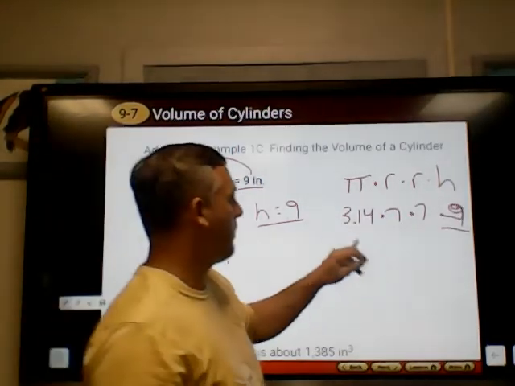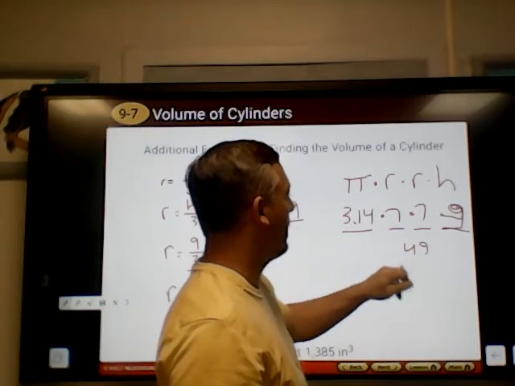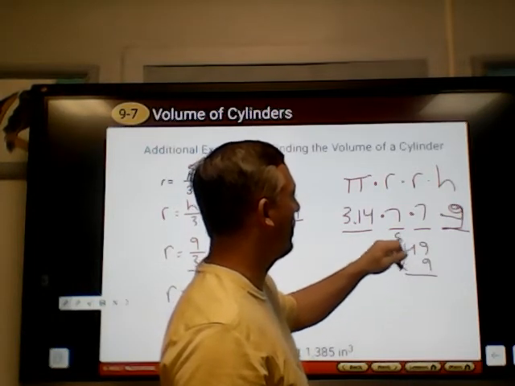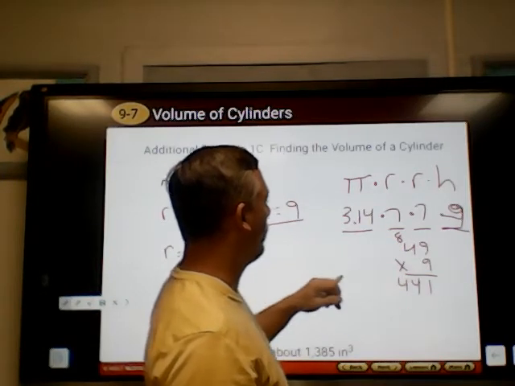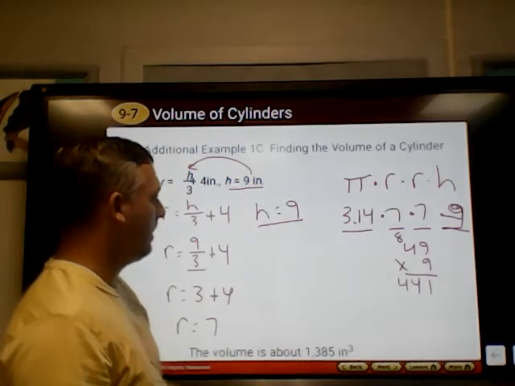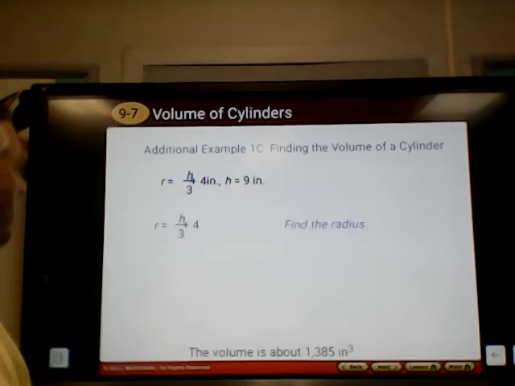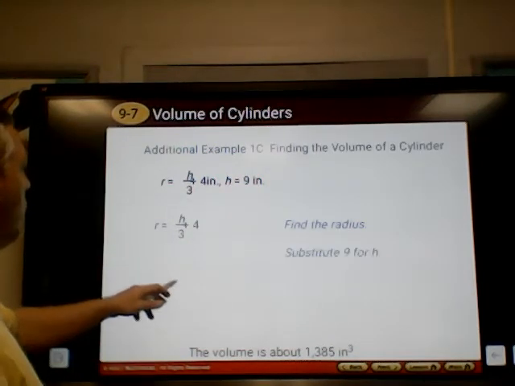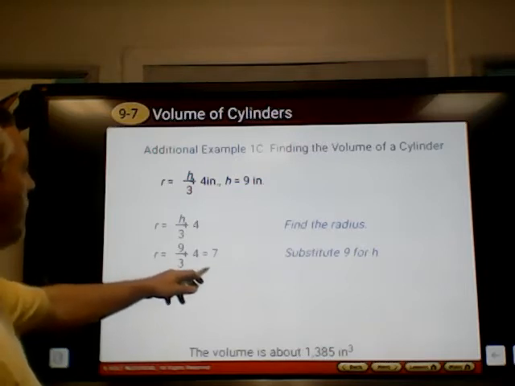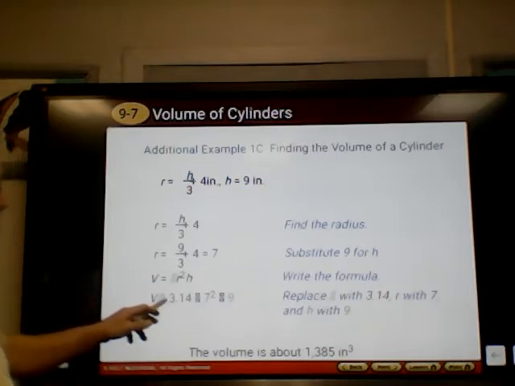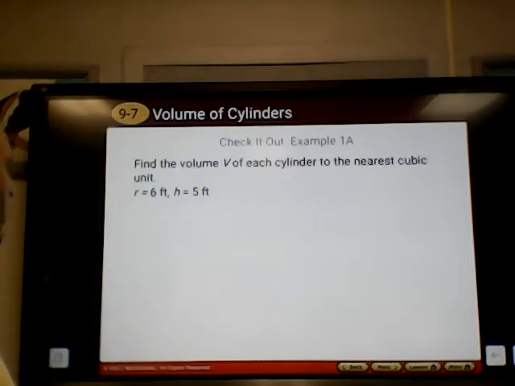So once we do this, now we're going to multiply 3.14 times 7 times 7 times 9. We know 7 times 7 is 49, and 49 times 9, 36, plus 8 is 44, so 441. So basically 441 times 314, and we should get 1385. So see, h over 3 plus 4, you replace h with 9, 9 divided by 3 plus 4 is 7. Then you write the formula down, so it's 3.14 times 7 times 7 times 9, and you get the answer there.